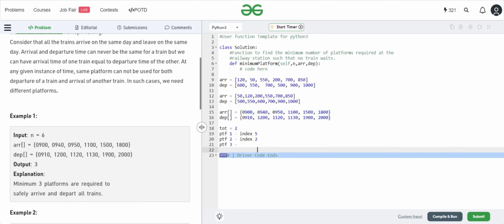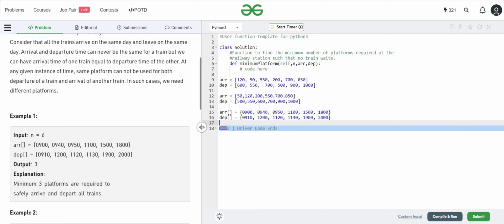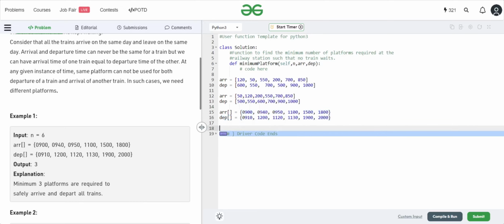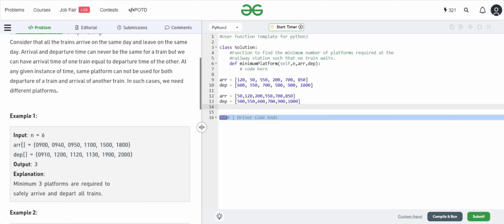Okay. Now, if you think about it, it hasn't mentioned whether the arrival and departure times of the trains are in a sorted manner or not. This question is already given in a sorted manner, but in interviews, it's not going to be given to you in a sorted manner. Okay, so let's take an example where it's not sorted, like over here. So right now it's given to you in a non-sorted manner.